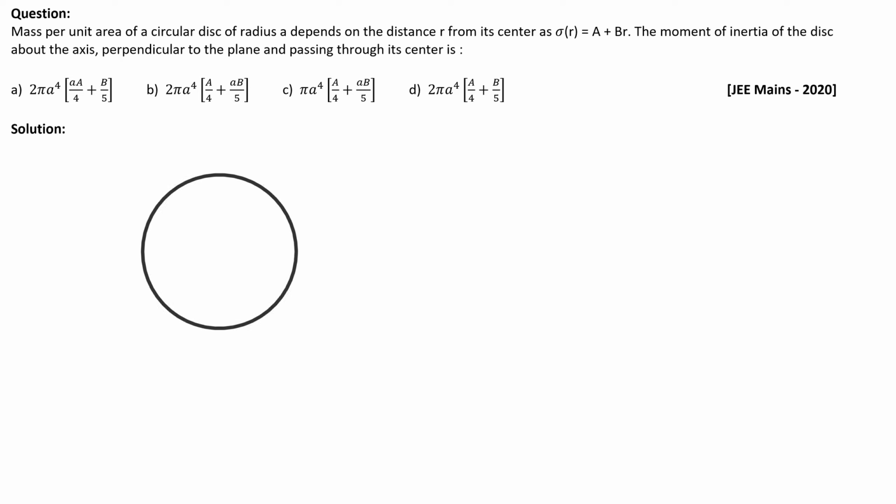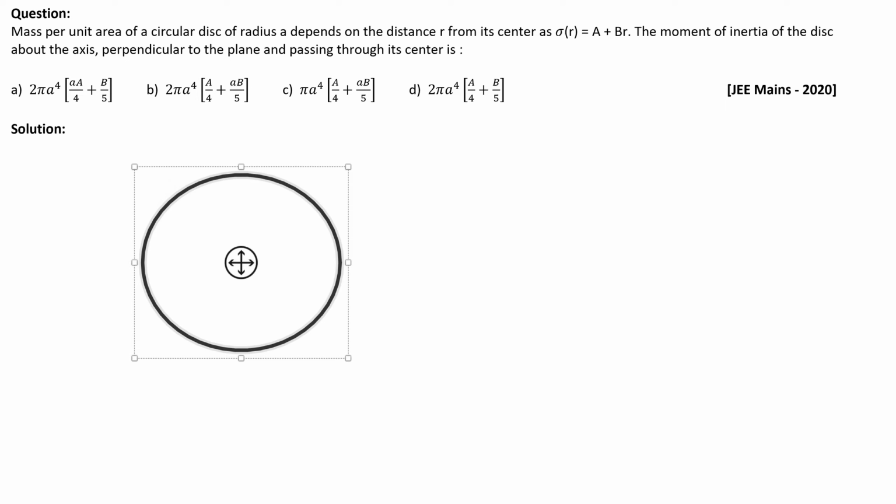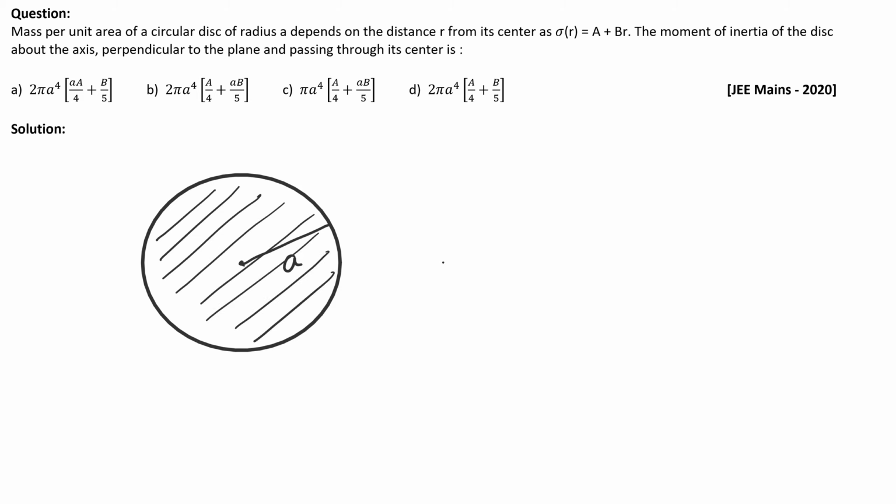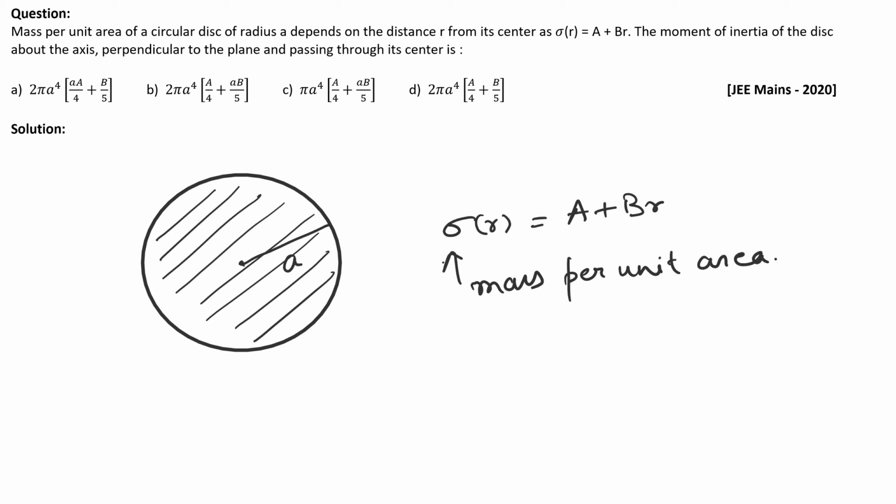The question gives us a disk. The radius of the disk is A and the mass is not uniformly distributed throughout the area of the disk. The areal density of the disk is given by A plus BR. What is this areal density? This is mass per unit area. That means as you go away from the center of the disk, the density or mass per unit area of the disk changes.